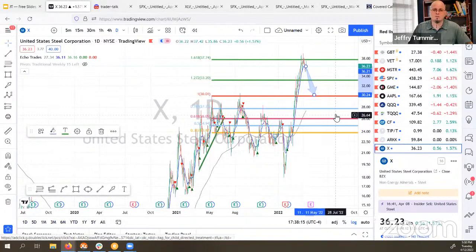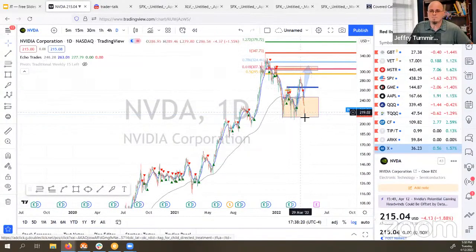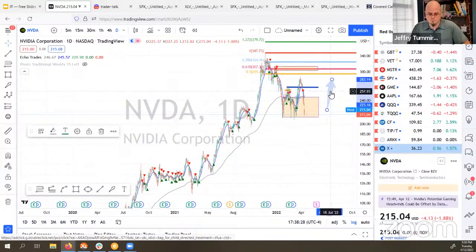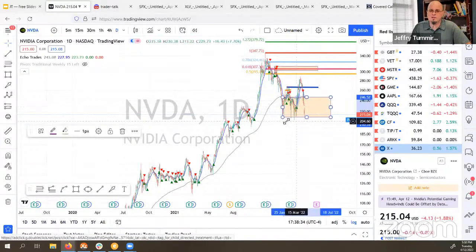NVDA. Yeah, just consolidating in that box. If it breaks lower, we could get an extension down. So watch out. It couldn't get strength to bust up through yet. So back in the box. Support at that. We just have 1, 2, 3, and this will be the fourth attempt at the low here. If it breaks through that, then we can see an extension.